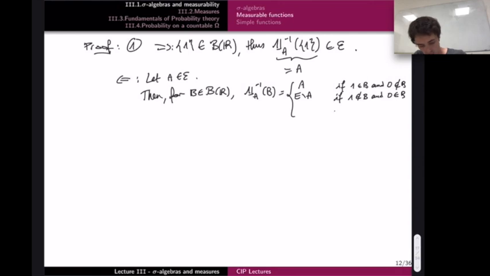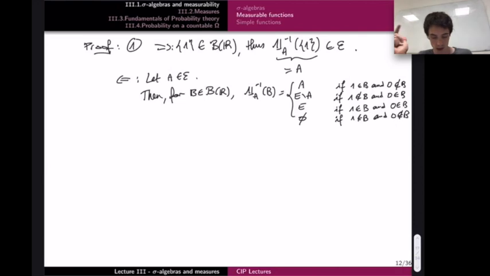If 1 is in B and 0 also is in B, then this will be the whole set E. And if none of them is in B, this is just the empty set. In any case, whether it's A, E minus A, E, or the empty set, this is in calligraphic E. So 1_A is measurable. Okay, so that's for the first point.